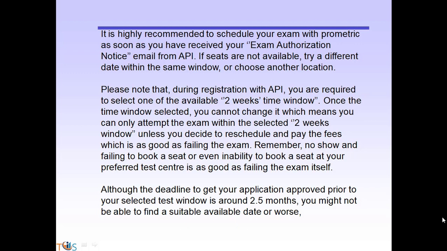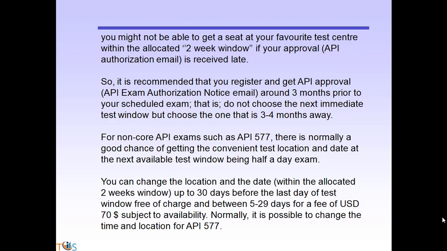Remember, no-show and failing to book a seat or even inability to book a seat at your preferred test center is as good as failing the exam itself. Although the deadline to get your application approved prior to your selected test window is around 2.5 months, you might not be able to find a suitable available date, or worse, you might not be able to get a seat at your favorite test center within the allocated 2-week window if your approval, the API authorization email, is received late.